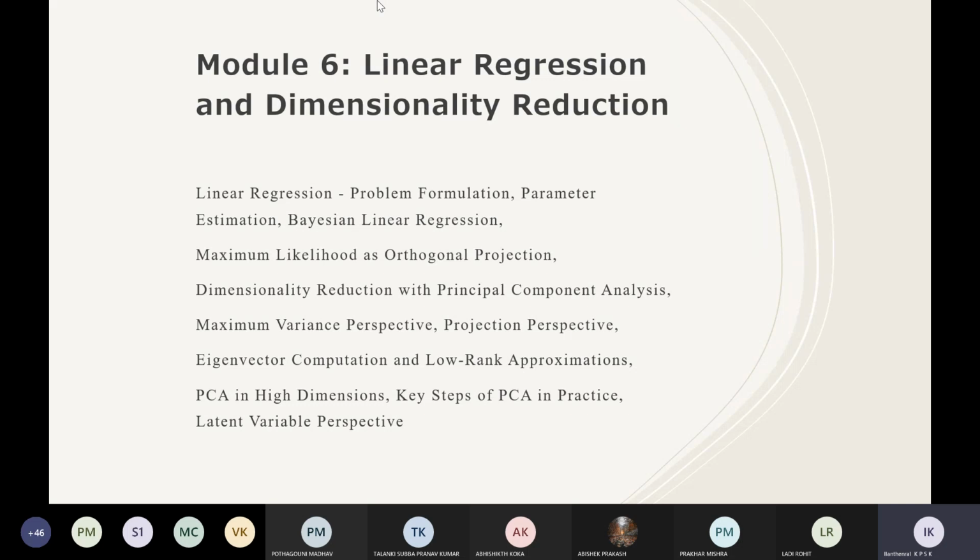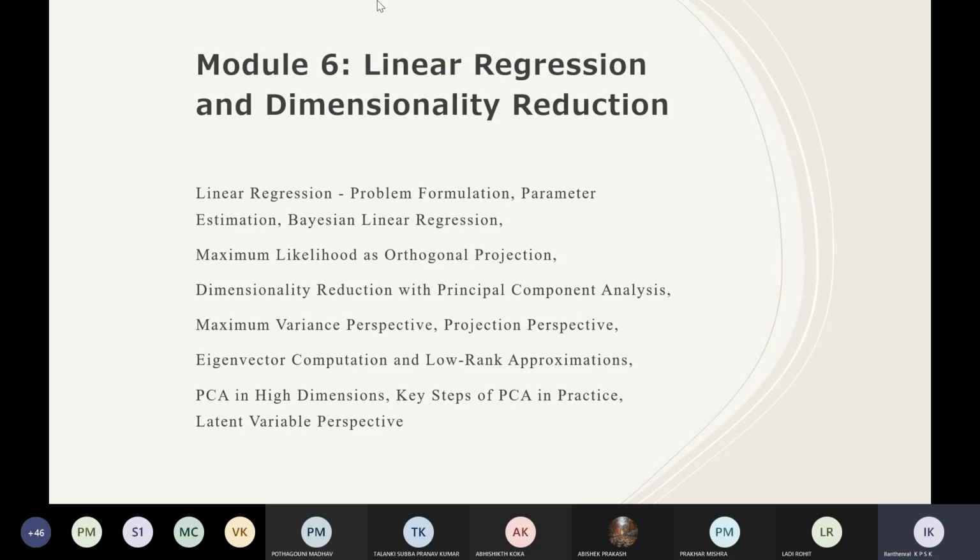In linear regression, you basically know that you are going to have certain parameters, and based on those parameters you're going to formulate a pattern. Clear? So here we'll start with linear regression. We'll go ahead with the problem formulation, how we do the parameter estimation, and then we look at maximum likelihood.